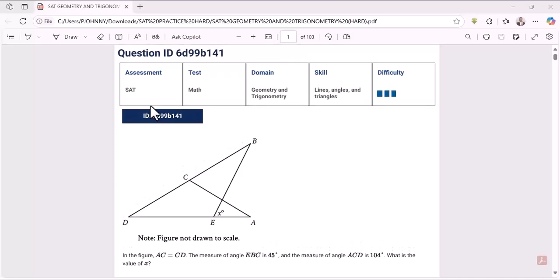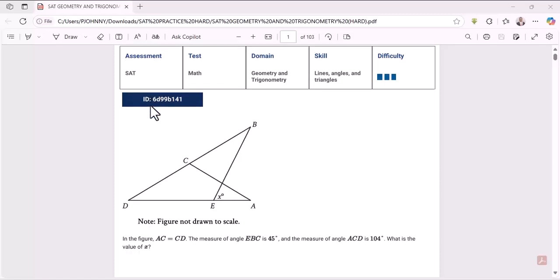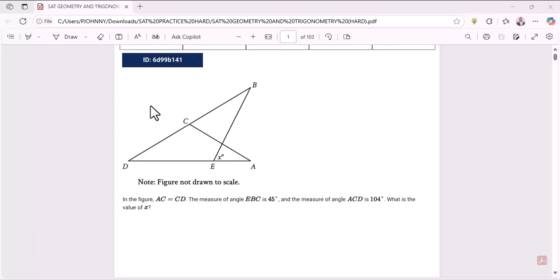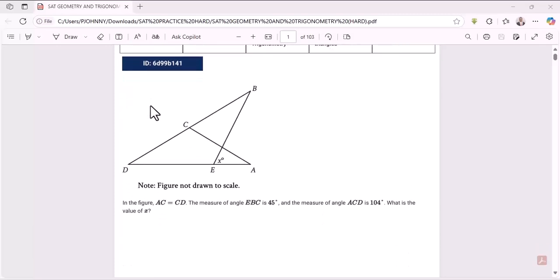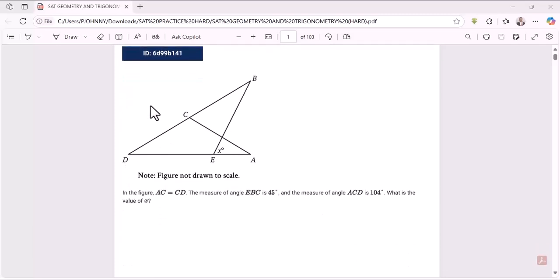There are 103 pages of difficult questions, so I'm hoping that from here we'll be able to identify certain skills that are very important and relevant for your test day. Okay, so this is first page. We have this question.